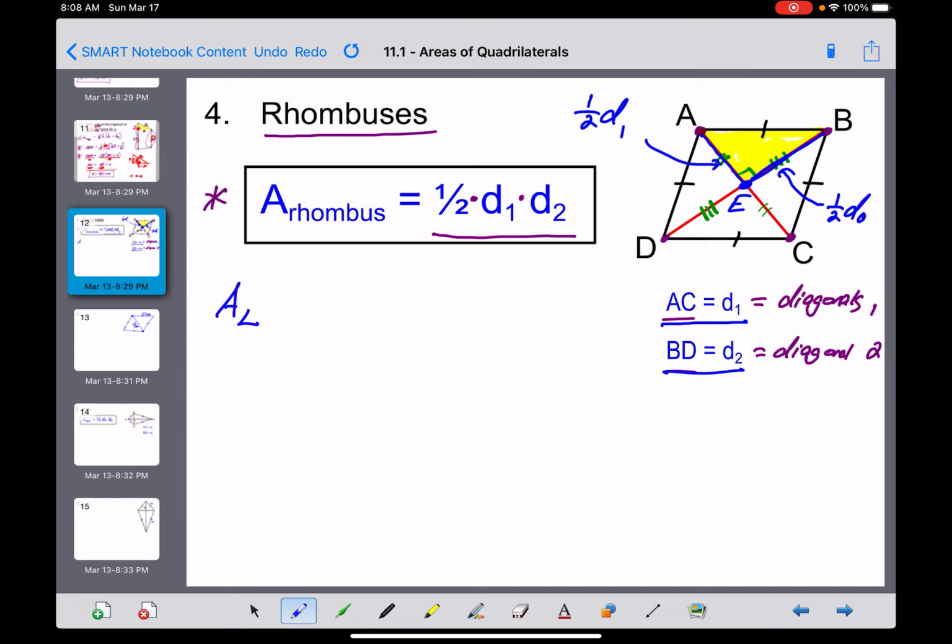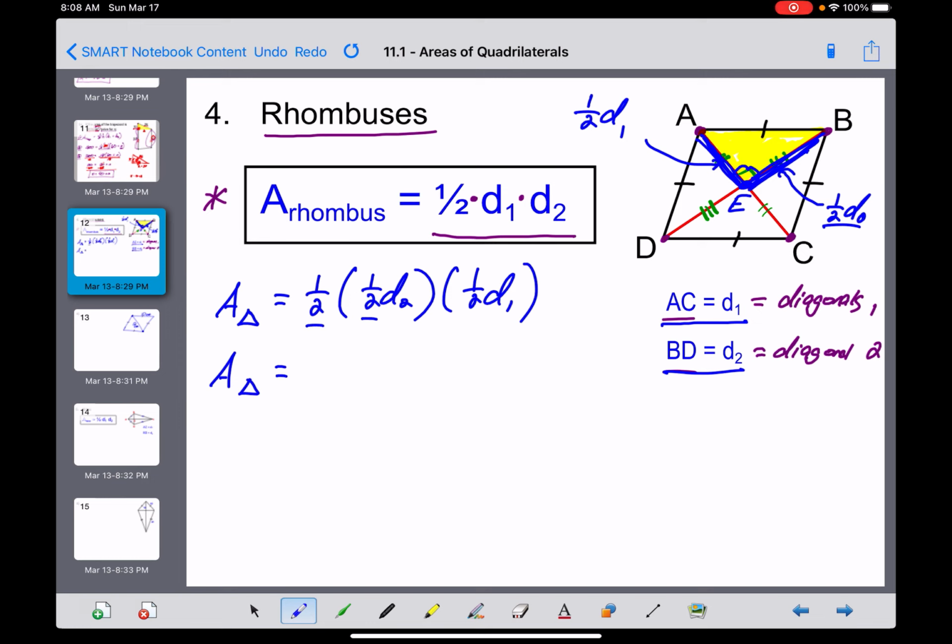So the area of that one yellow triangle we have, guys, remember that area of a triangle is 1/2 times its base times its height. And since we have a right angle here, I can say, okay, 1/2 D2 is going to be its base. And then the perpendicular piece right here, 1/2 D1, would be its height. So the area of that one triangle would be 1/2 times 1/2 times 1/2. That makes 1/8, and then the product of D1, D2. Now that would be the area just of that yellow triangle that we made right there.